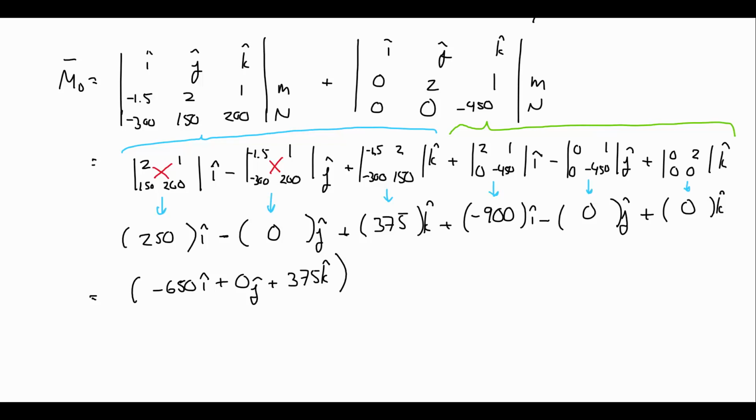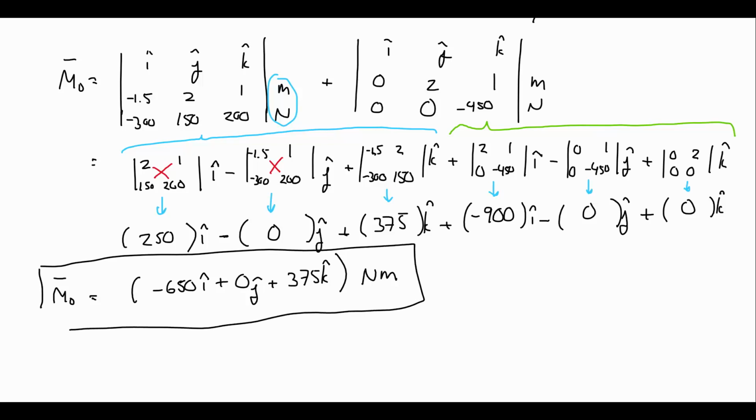And now we're doing a cross product, so the units will get multiplied. That's why I put them here, to remind us what units we were working with. It will be in Newton meters. So typically it's going to be force times distance is how we're going to express our unit in the end. So the total moment around point O, we have this vector quantity: negative 650i plus 0j plus 375k Newton meters.